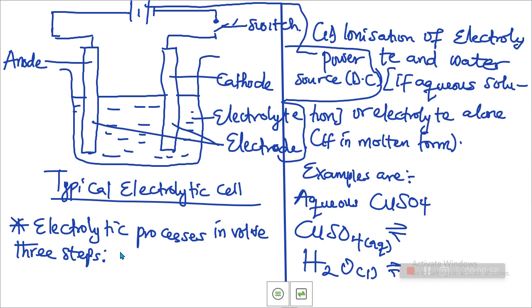Now let's go to electrolytic process, which involves 3 steps. Now the first step is ionization of electrolytes and water, if aqueous solution, or electrolyte alone, if in molten form. Now what they are saying is whenever it is ionization of electrolyte in aqueous form, when you are writing it, you will put water below. But if it is molten form, you're just going to write just the electrolyte. Don't forget.